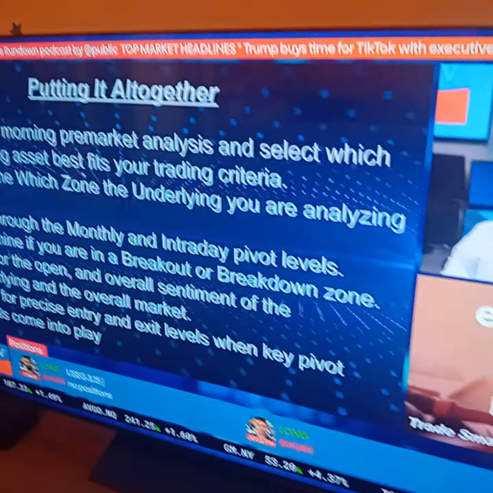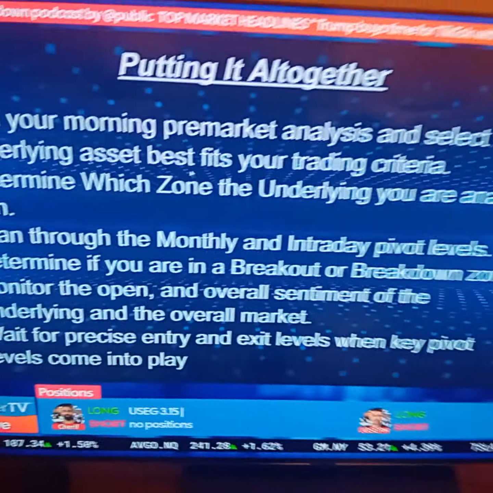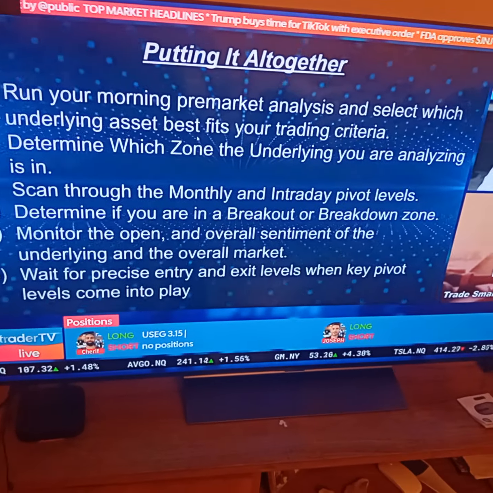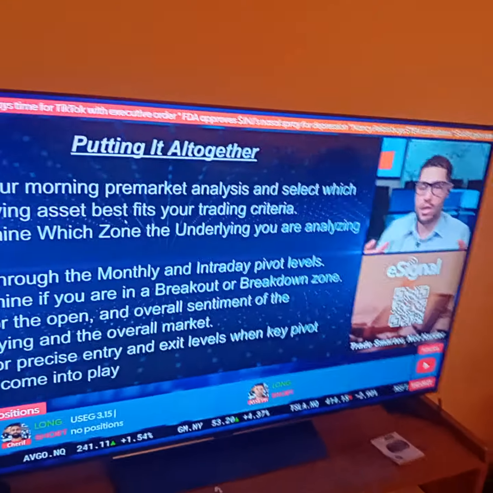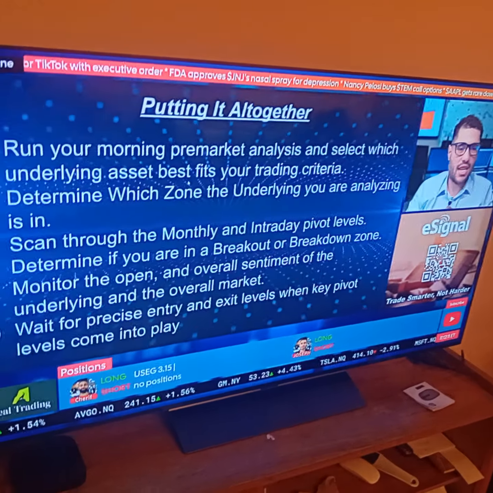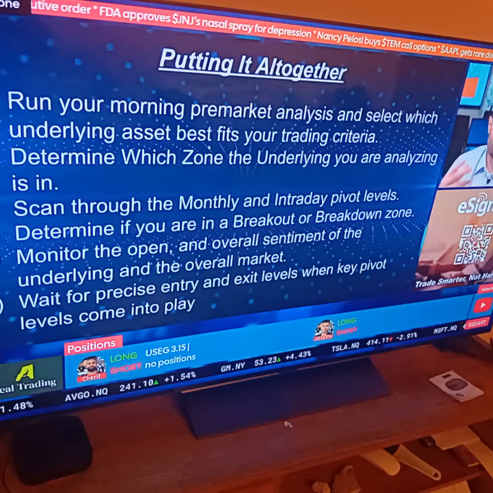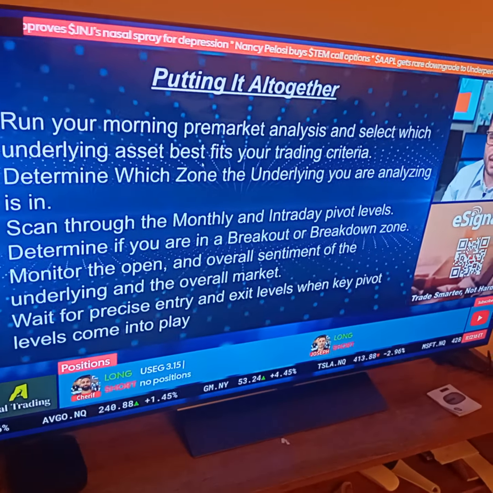So putting everything all together, run your morning pre-market analysis and select which underlying assets best fit your trading criteria. Determine which zone the underlying you are analyzing is in. Scan through the monthly and intraday pivot points. Determine if you are in a breakout or breakdown zone.